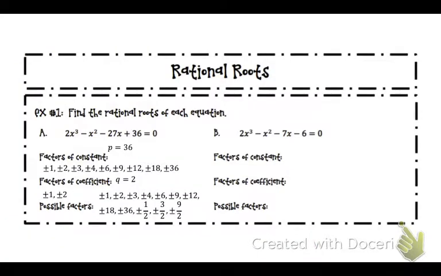Let's look at B now and do the same thing. So factors of the constant. The constant is negative 6. So factors of that are plus or minus 1, plus or minus 2, plus or minus 3, plus or minus 6. Not as many as before. The coefficient is 2. So that's just plus or minus 1 and plus or minus 2. You can split those up into the 2 things. We have 6 possible factors. Well, we actually have 12 because we have the positive and the negative. We have 1, 2, 3, 6, 1/2, and 3/2.